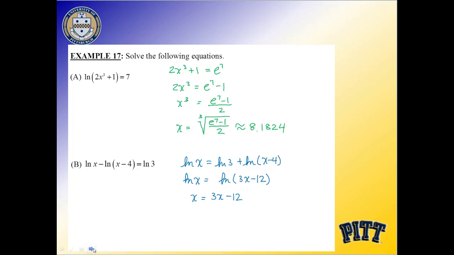And then the rest of it becomes pretty much a really simple linear equation to solve. Subtract 3x from both sides, divide both sides by negative 2. I get that x equals 6 as my only answer. When I look at 6, 6 is going to work for either of the two natural logs I have on the left-hand side of the original equation.